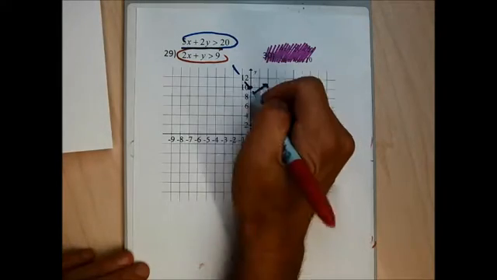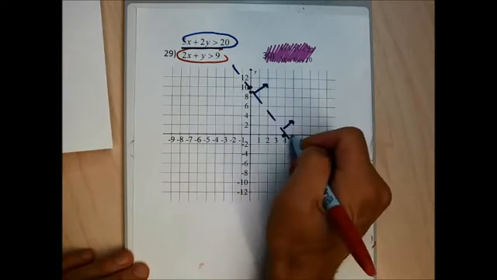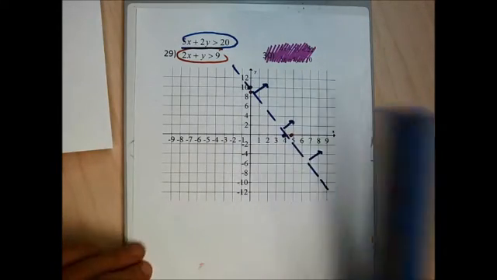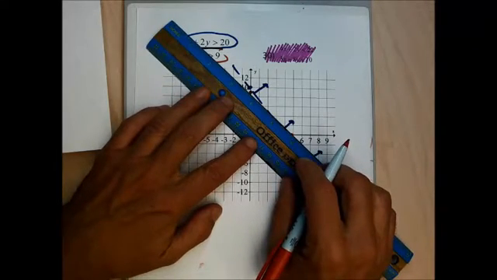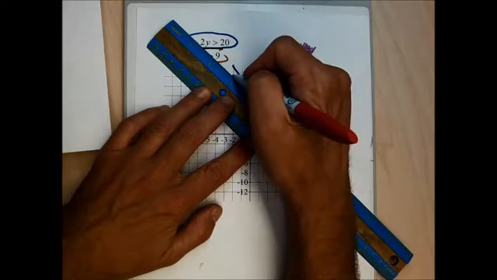I'm going to plot (0, 9) and (4.5, 0), connect them with a dashed line, and then I'll worry about shading. So (0, 9), (4.5, 0), oh boy, that's really tight, and a dashed line to connect those.